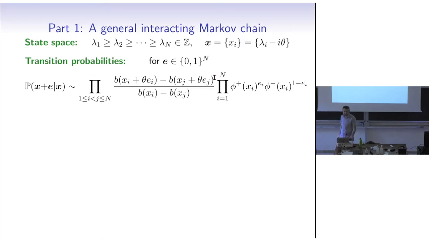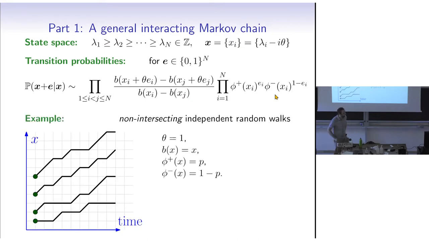And there is a probability which you assign to this option. There is something which looks a little bit like a Vandermonde, but with the coordinates shifted by b's. So this is one Vandermonde in the denominator, another Vandermonde in the numerator. So that's the general form, depends on three arbitrary functions, b, phi plus, and phi minus.